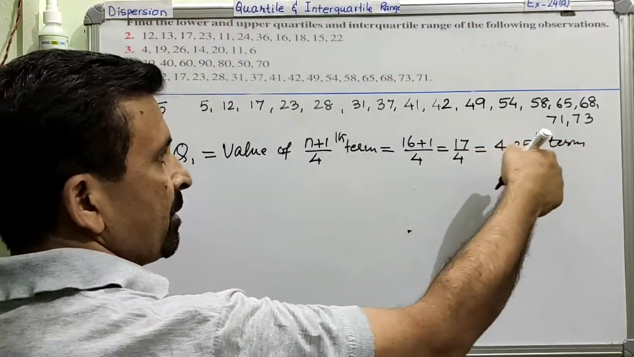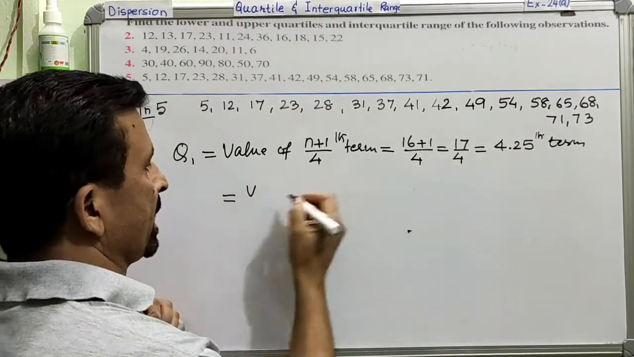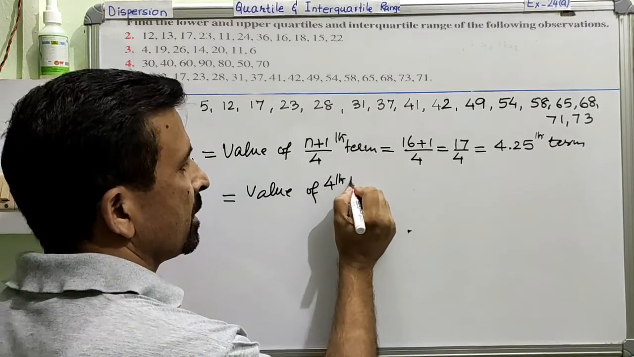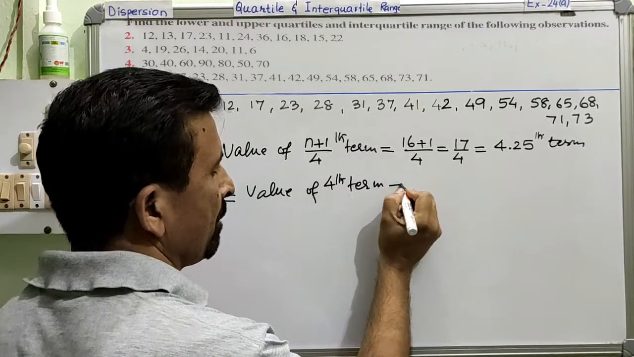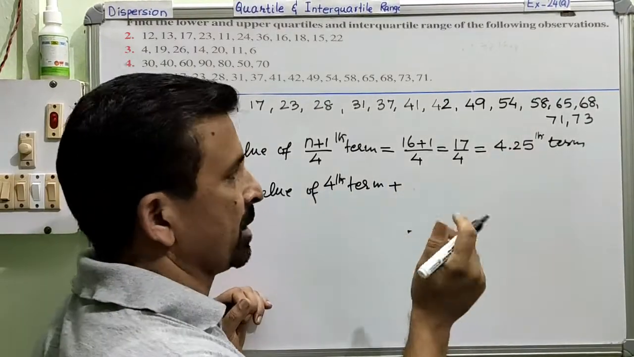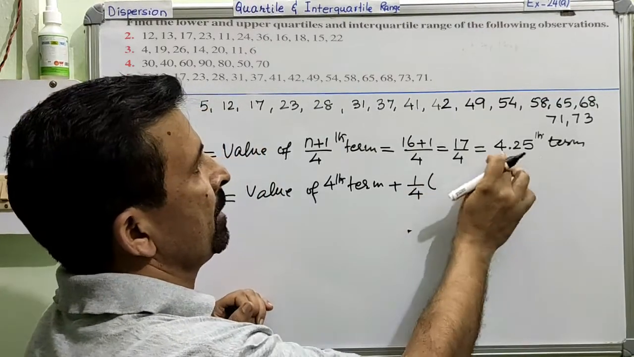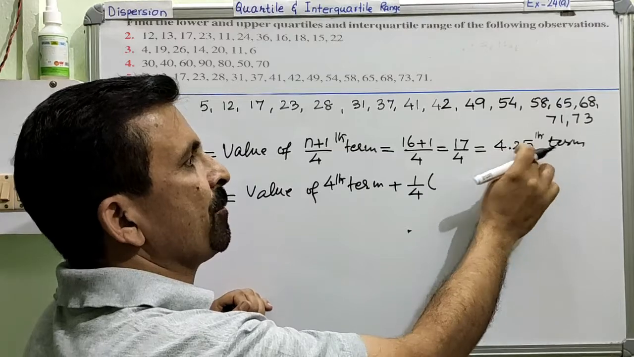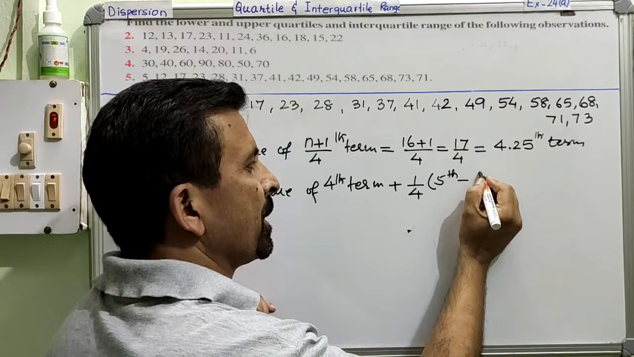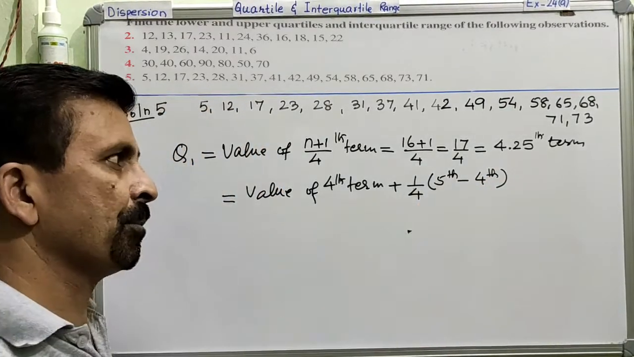So this we will expand and write as the value of the fourth term plus 0.25. 4 is out. Now what is left? 0.25, and 0.25 means 1/4. That means 1/4 of the difference between the fifth term, because this is in between the fourth and fifth, and the fourth term. This part you have to understand.